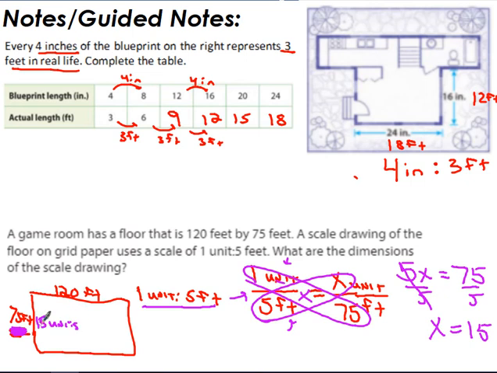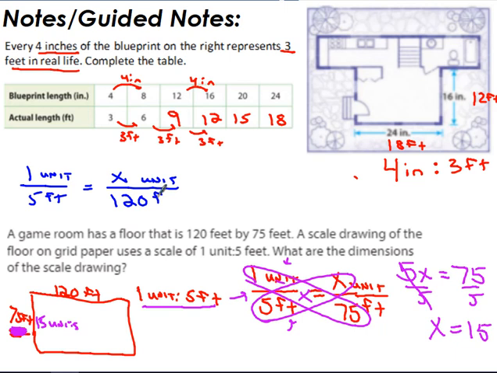It asked me for the dimensions of the scale drawing. I found the dimensions of the 75 feet, but I had to do the same thing for the 120. So I'm going to use my same scale. 1 unit over 5 feet is equal to x units over 120 feet. I don't know how many units, that's what I'm trying to find. And then I use the exact same process. So it's really 2 small, quick problems hidden into one.